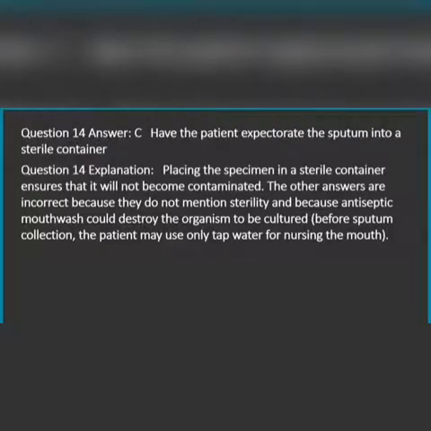Question 14. Explanation: Placing the specimen in a sterile container ensures that it will not become contaminated. The other answers are incorrect because they do not mention sterility and because antiseptic mouthwash could destroy the organism to be cultured. Before sputum collection, the patient may use only tap water for rinsing the mouth.